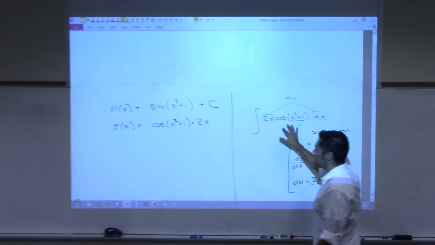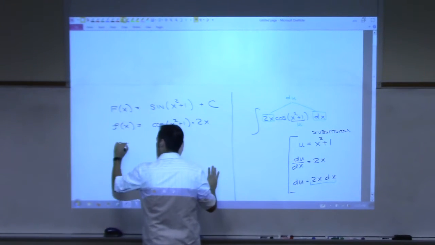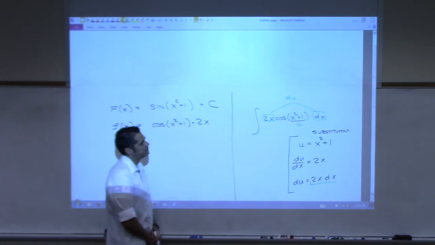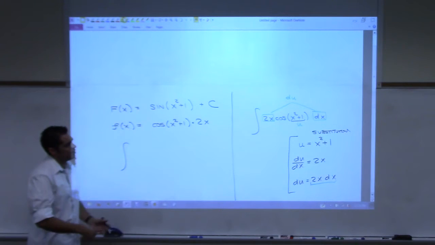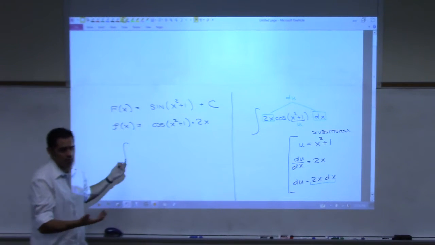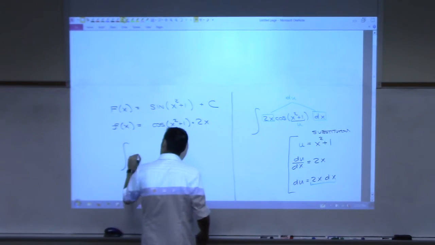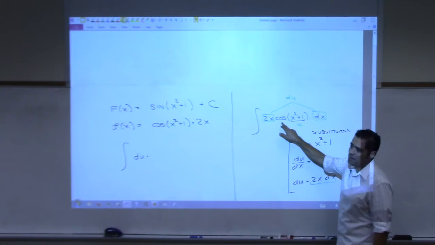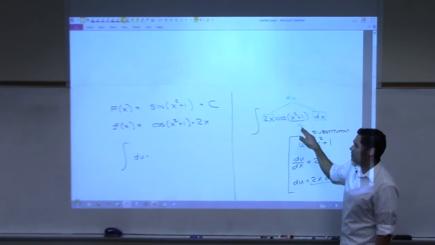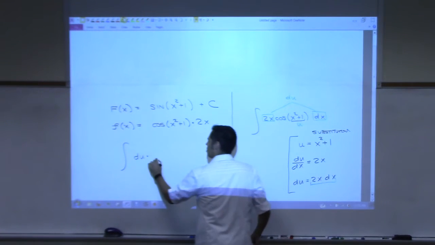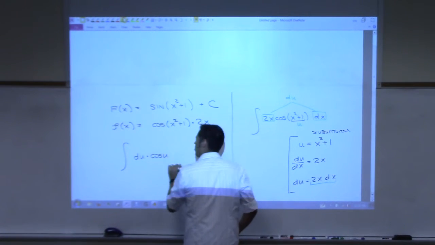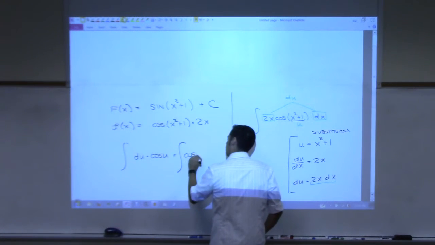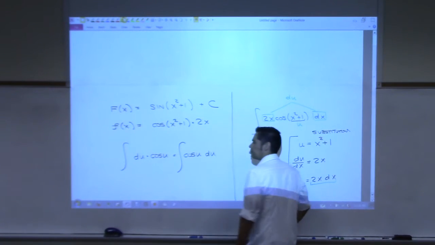Okay, let's rewrite this integral. It's integral, what? du, and you could put the du first, that's fine. I'm going to do that because you said it. du, and then what else? Times cosine. The cosine didn't go anywhere, right? Cosine of u. All right, cosine u. And that's the only thing there now, right? I'm going to rewrite this as integral cosine u du.